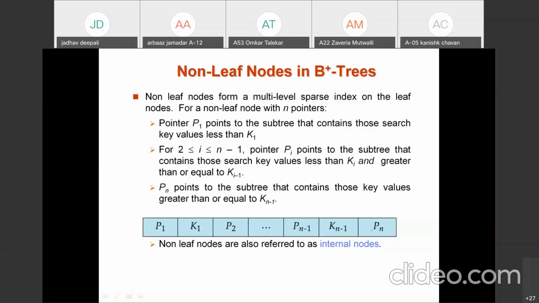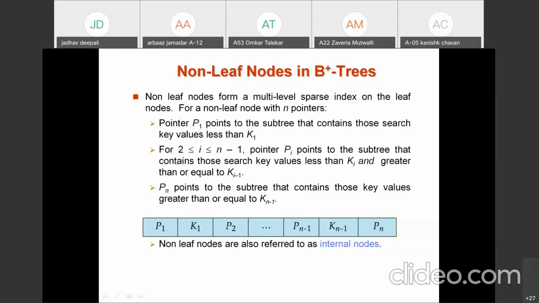And the last pointer Pn points to the subtree that contains those search key values which are greater than or equal to Kn minus 1. Again I am repeating, pointer P1 points to the subtree that contains the search key values which are less than K1. If it is Mozart, then less than M.